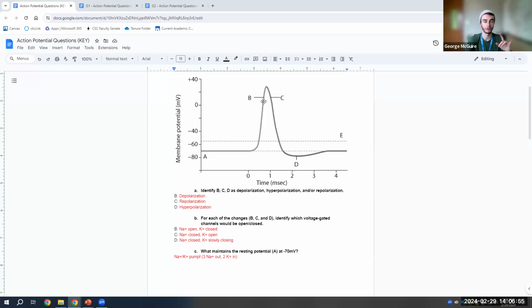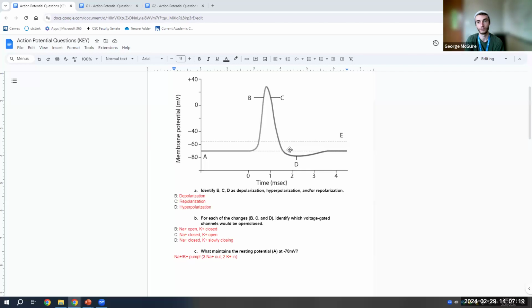So during this depolarization, sodium is flooding in, then the sodium channels close, the potassium channels open, and now potassium is going to flood out of the cell. So that's where we see this repolarization of the charge becoming more negative, because potassium is also positively charged. So it's taking positivity out of the cell, making that charge more negative. And potassium channels are slow to close.